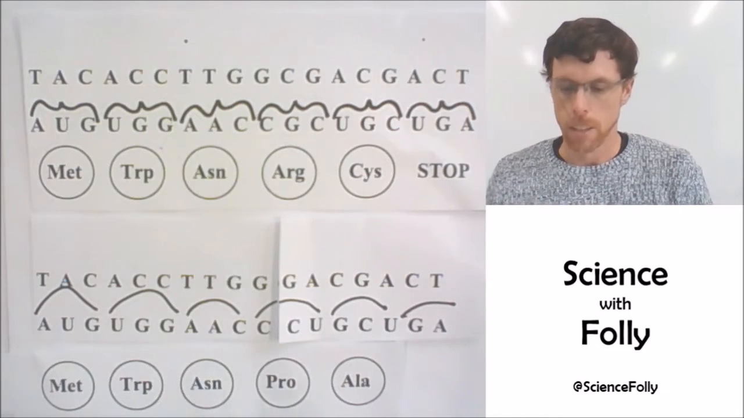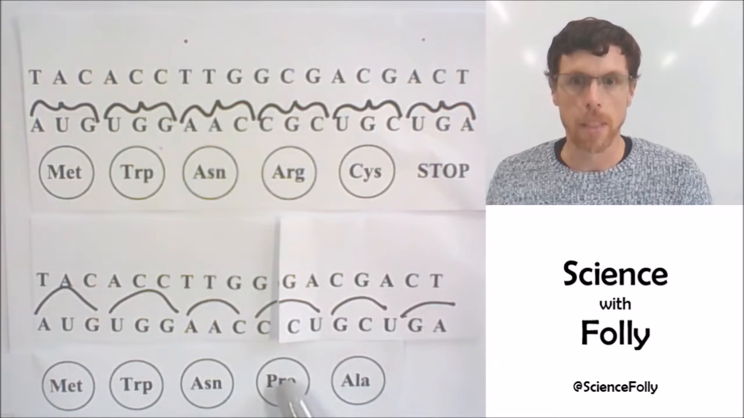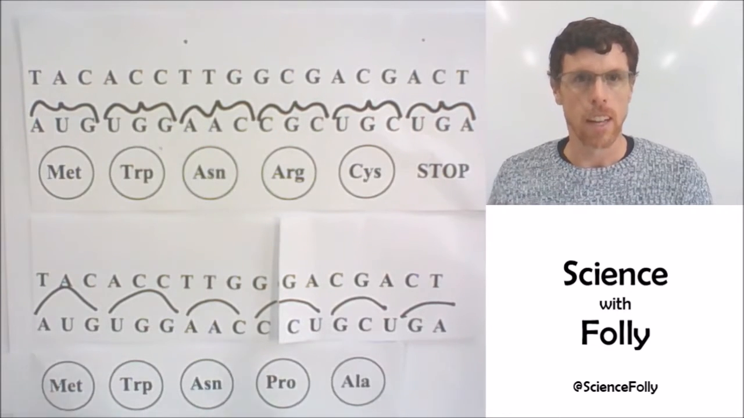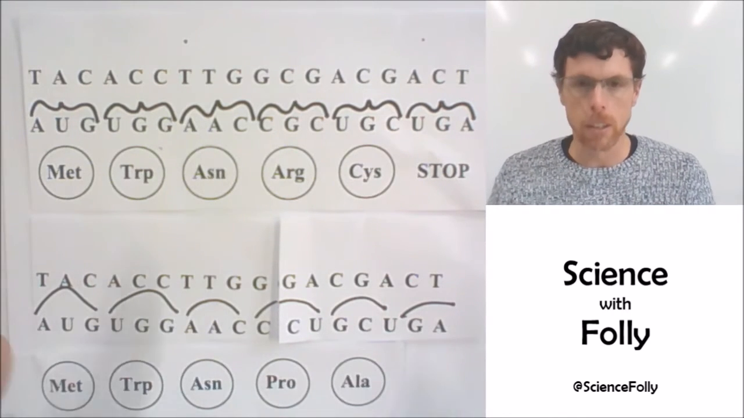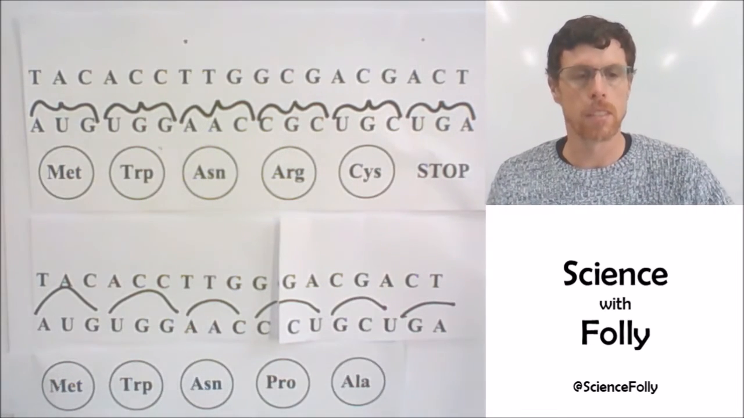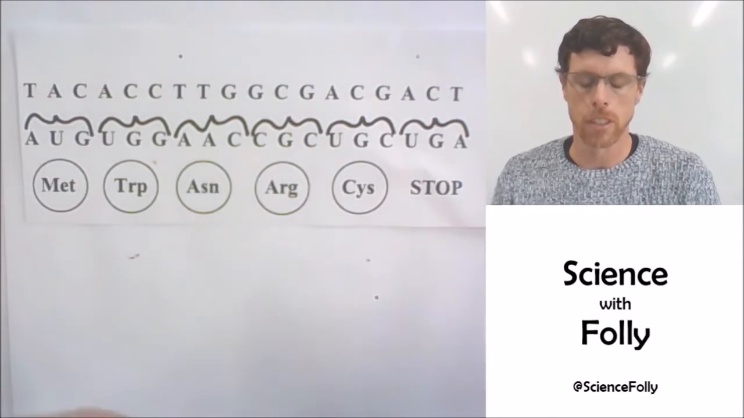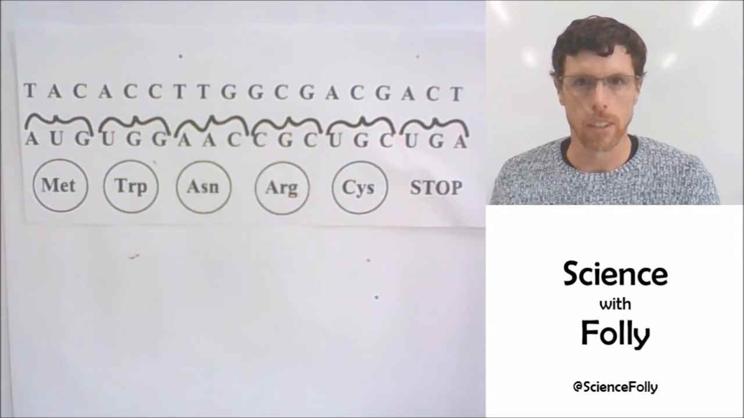As you can see, the first three amino acids are the same as the original, but this one and this one have changed. And so therefore, a polypeptide chain is still produced, but it's different, and therefore it's a missense mutation. Here's another kind of substitution mutation I'd like you to have a look at.